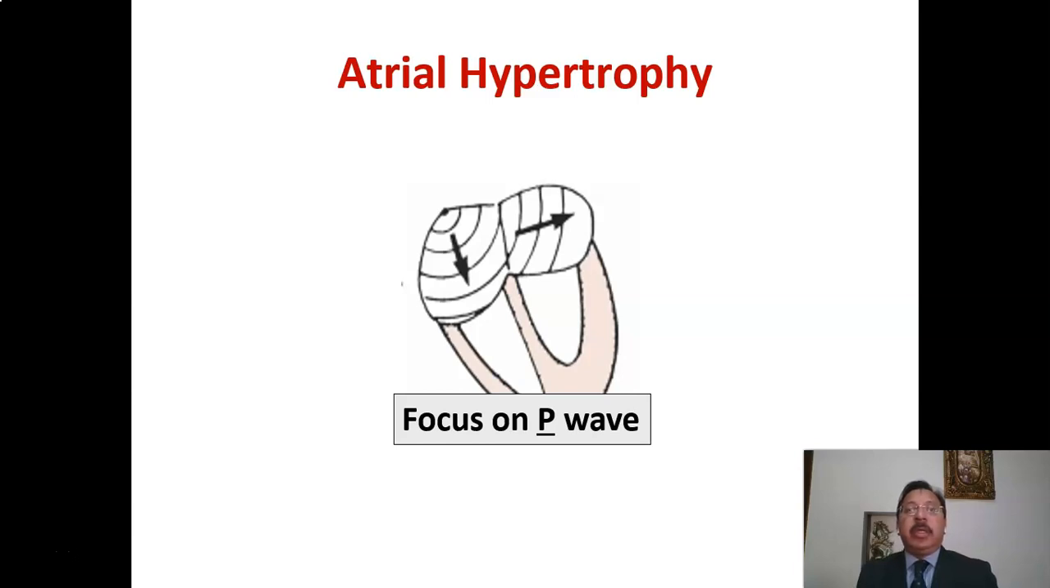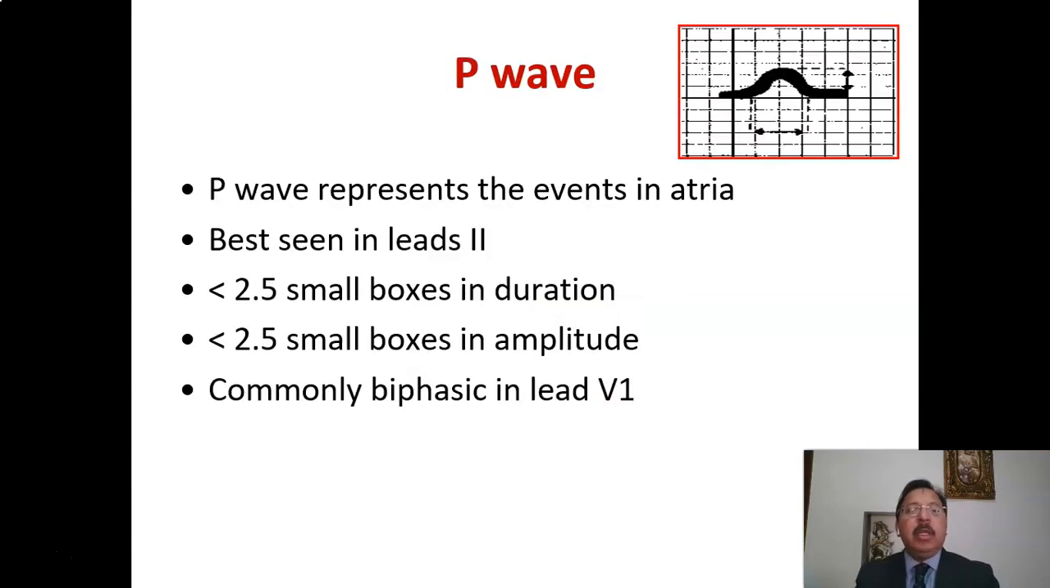So we'll see the atrial hypertrophy. The important thing is that any electrical event which happens in the atria produces a P wave on ECG. If you want to see atrial hypertrophy, you have to focus on the P waves. The P waves represent events in the atria, best seen in lead 2, and they are less than 2.5 small boxes in duration and voltage, and this P wave is biphasic in lead V1. That's a normal finding.